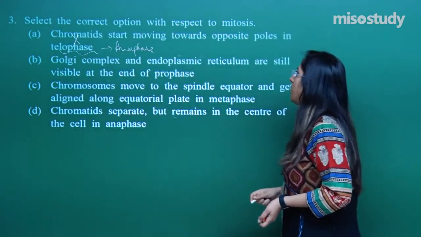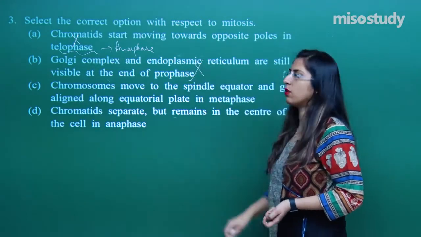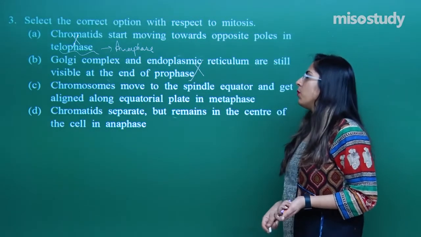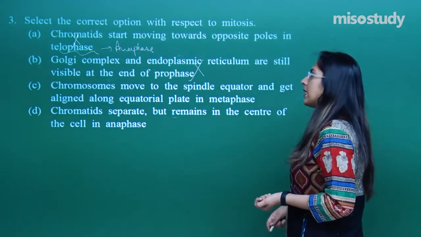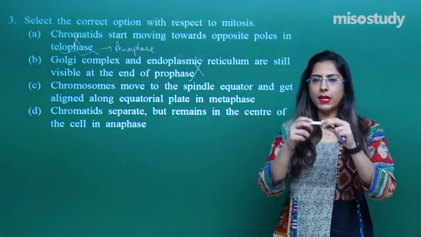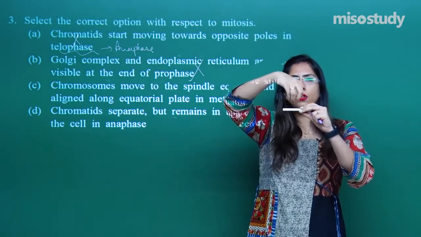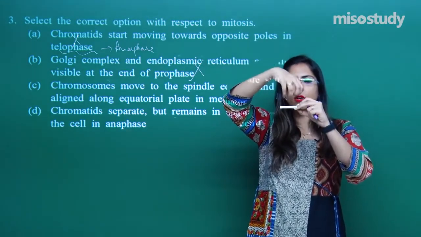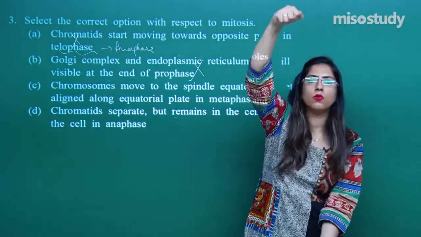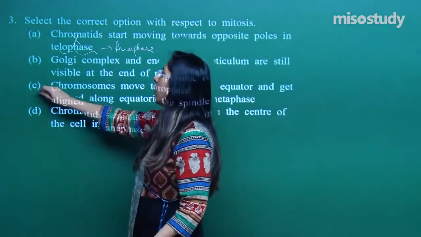Golgi complex and the endoplasmic reticulum are still visible at the end of the prophase? No, not at all. They already disappear. Chromosomes move to the spindle fiber equator and get aligned along the equatorial plate in the metaphase. Yes, we know that in the metaphase the chromosomes arrange themselves at the metaphase plate, and later on these chromosome kinetochores are attached with the spindle fibers, and these chromosomes are stretched and move towards the opposite pole. That means this is the correct option.